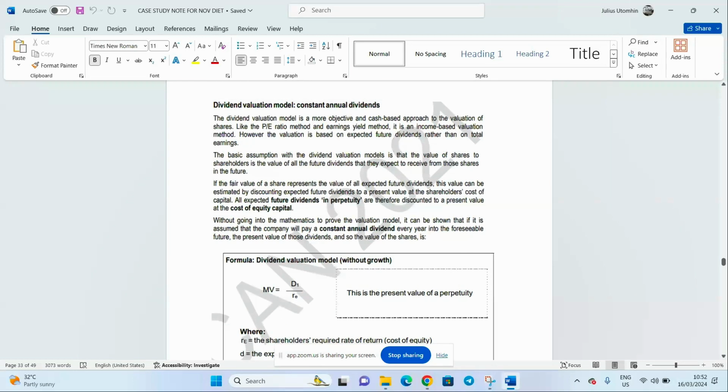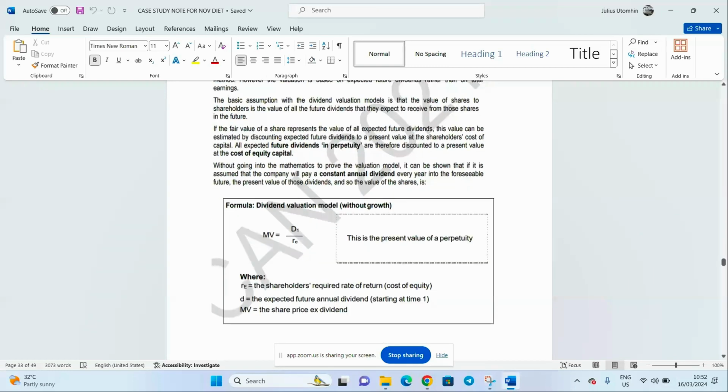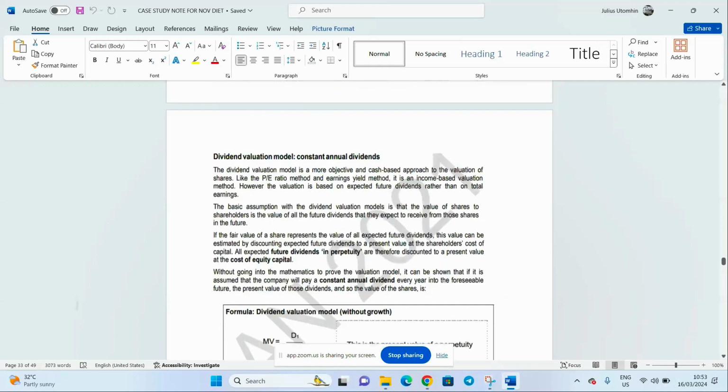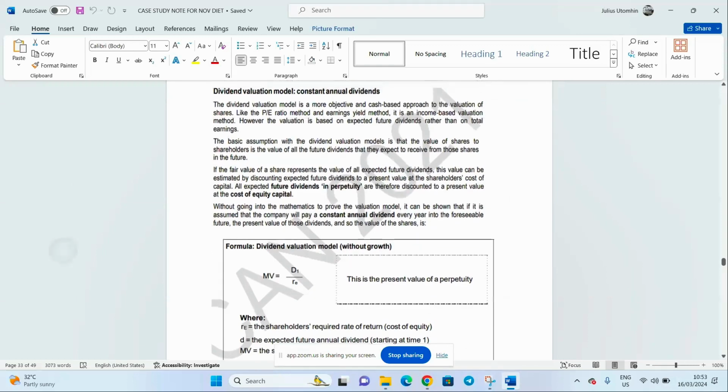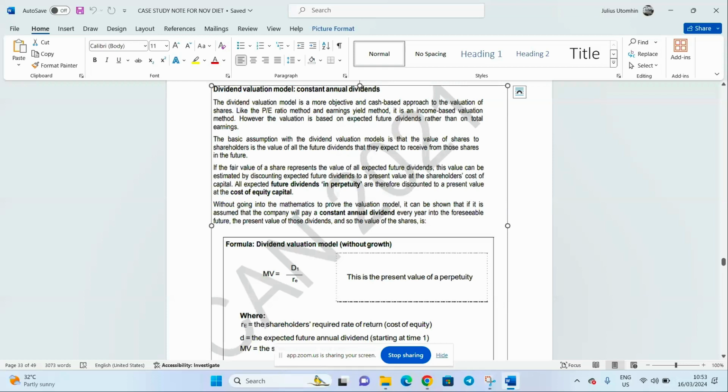Dividend valuation method, constant annual dividend. What do they mean by that? What's the formula? Market value is equal to dividend divided by cost of capital. It's no more than that. Thus, if you are asked to find the dividend value of the company without growth, what do they mean by that? I'm trying to be as fast as possible so that we can round off today. Then another lecturer takes over next week. Then you will be treating likely exam questions in detail.